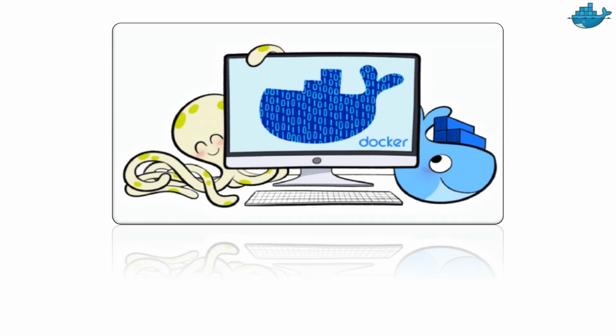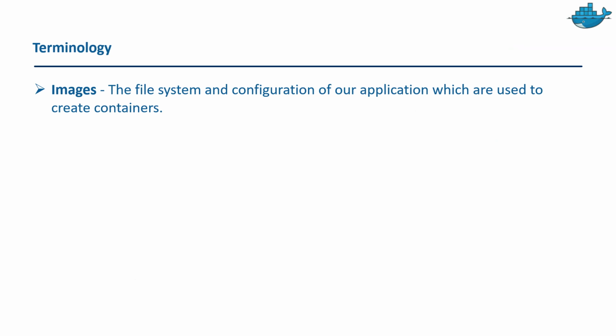Hello and welcome. In this lecture, we are going to talk about terminology that we are going to use frequently and their uses. So first, we have images. The image is the file system and configurations of our applications which are used to create containers. So just remember at a high level, the image is the file system and configurations of our applications which are used to create containers. That is very important, especially for Docker.